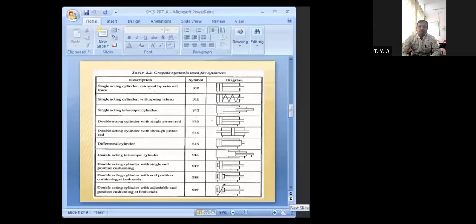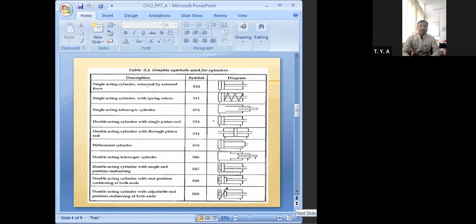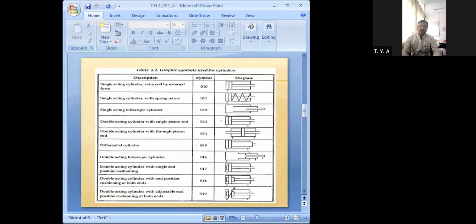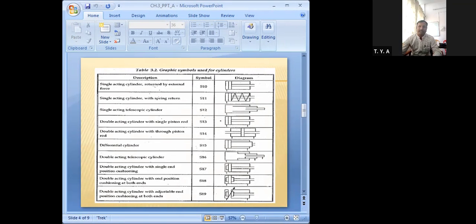Then to show the hydraulic cylinder, here I have shown the graphical symbols which are used for cylinders. If you want to represent a single acting cylinder returned by external force, it is represented by the first one. A single acting cylinder with spring return is represented by this one. A single acting telescopic cylinder is the third symbol. Then a double acting cylinder with single piston, this one.